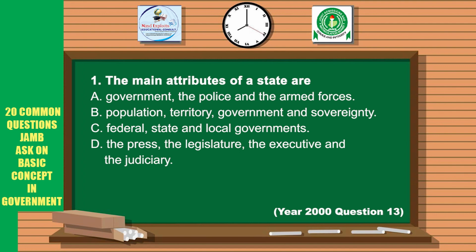The main attributes of a state are: how do you know a state? Number 1, a state would have a population. A state is made up of a society of people living together. They are living together in a territory. They have a location where these people live. Number 3, they are governed by a government. And this government is operating on the basis of protecting the sovereignty of the people that it governs. Are we together? There are 4 major attributes of a state. It has population, it is occupying a territory, it has a government that upholds its sovereignty. So the right answer there is going to be B. The question was asked in year 2000, question 13.